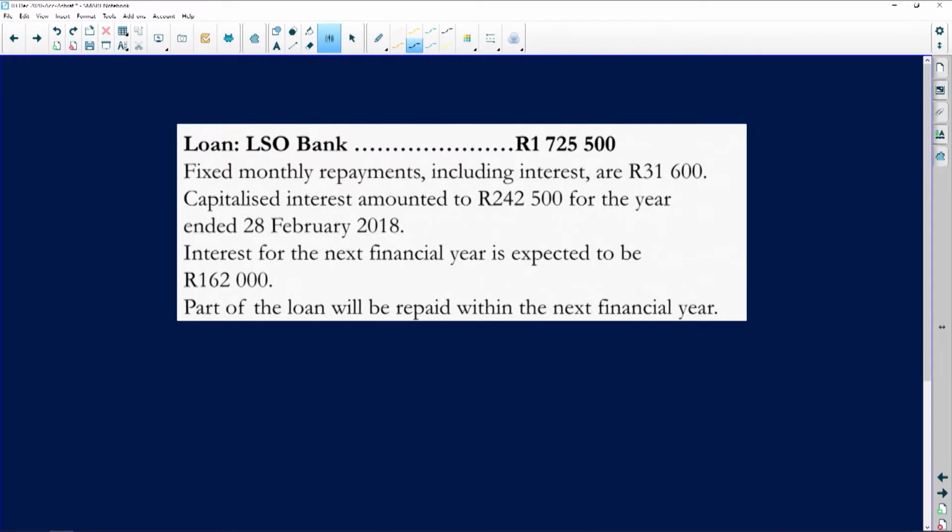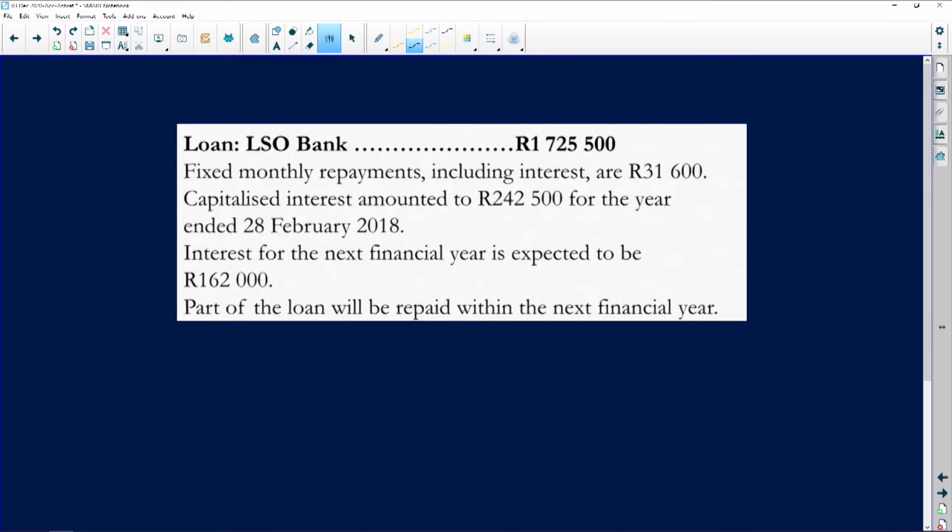Let's carry on with our question. Now we're dealing with one that we've also received from one of our learners on our Facebook page, where the learner said, please explain the loan adjustment. Again, we start off by saying, make sure you know the question. Make sure you know the adjustment. What are they asking you to do? Okay, let's check this out.